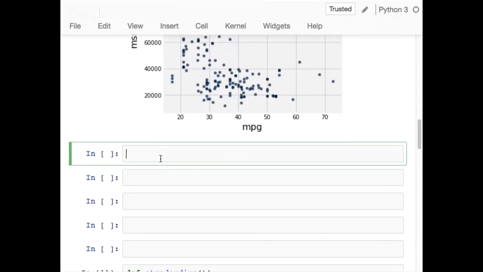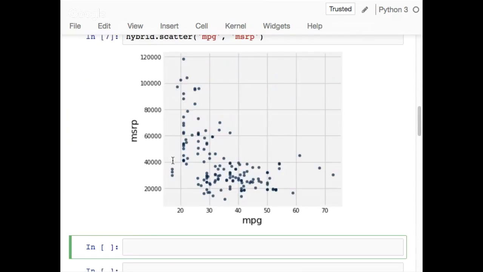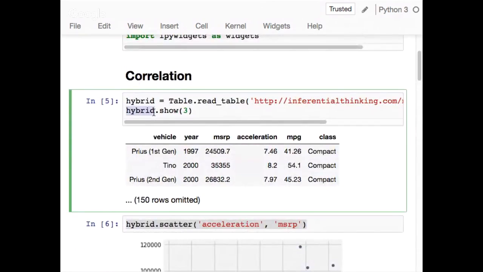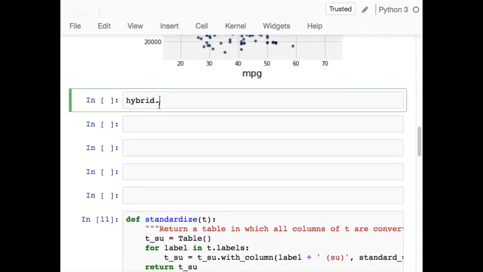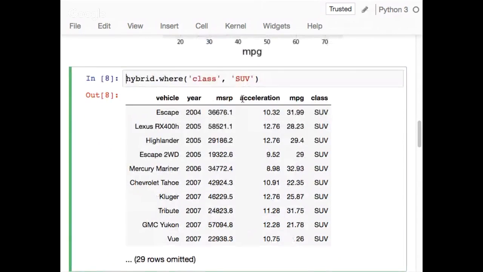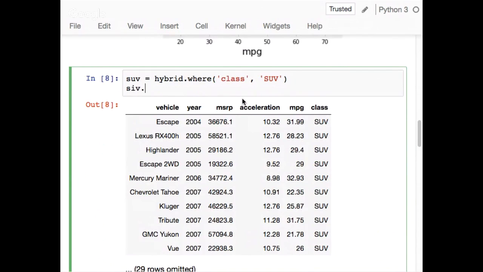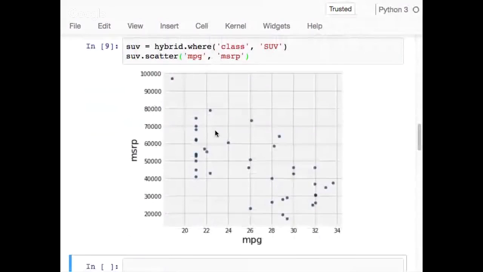So let's take a look at just the SUVs. I want to take from this table hybrid where the class of car is an SUV. So we have here just the SUVs. Let's save those, and look at how much they cost. All right, so here we go.